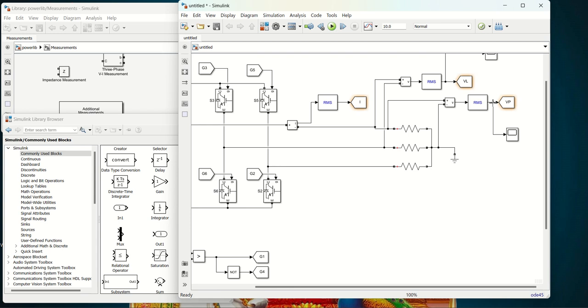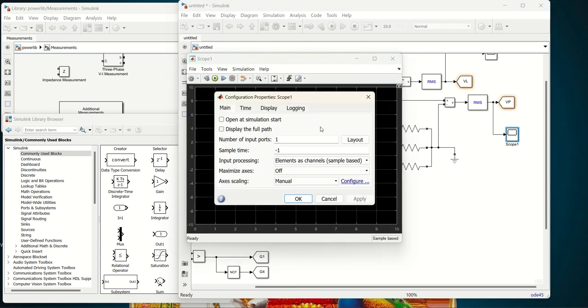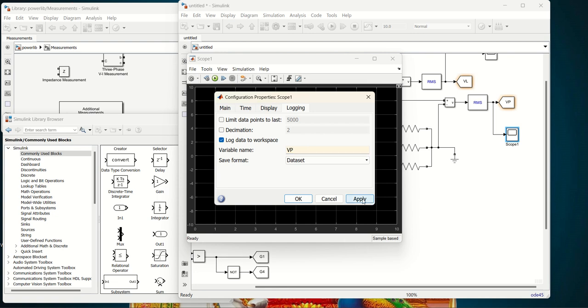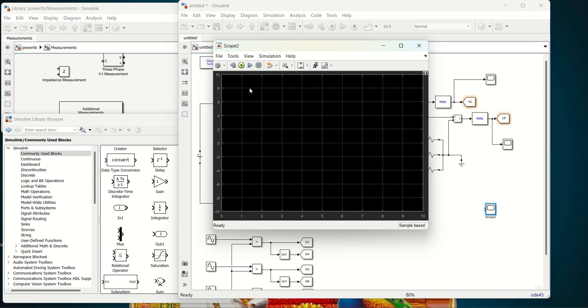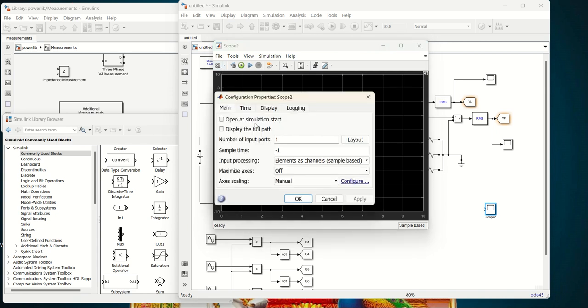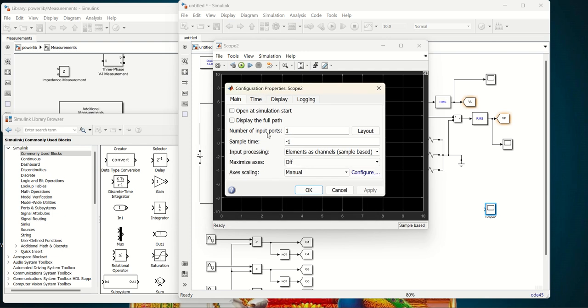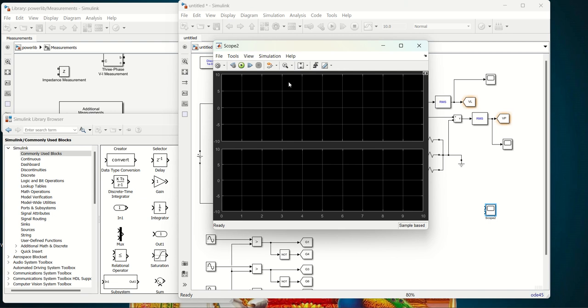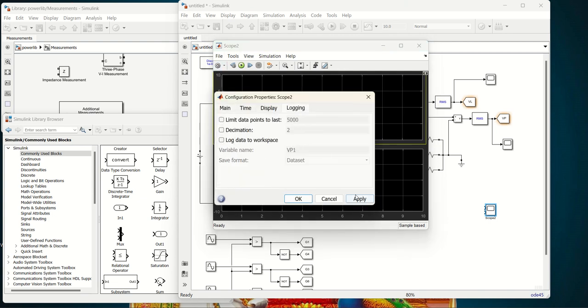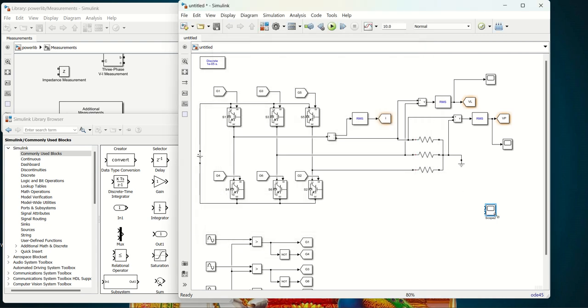This is for the phase voltage. I will change the name. Go to settings, logging data. This is V phase. Apply. I want to check all the results at once. Till now we have not calculated the power. So number of inputs is 2. Apply again. Better not to take these into logging data, because it will take unnecessary memory. When it is not required, why unnecessarily send it to the workspace.